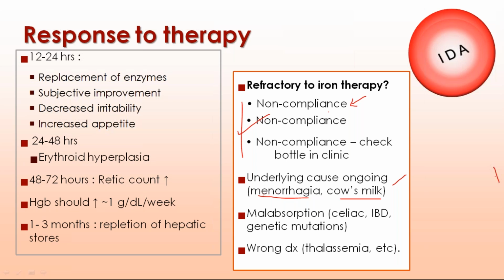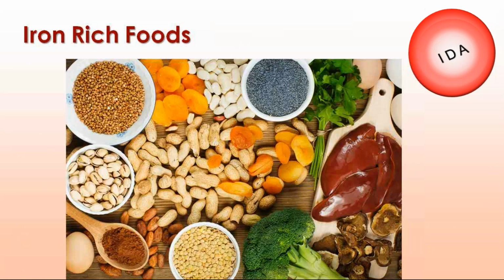If we rule out all these things, then come back to your diagnosis. Is the diagnosis of iron deficiency correct or not? Are you missing any thalassemia, thalassemia intermediate or milder forms, or abnormal hemoglobins? That may be the cause for the microcytic hypochromic anemia. So this is how you approach iron deficiency.